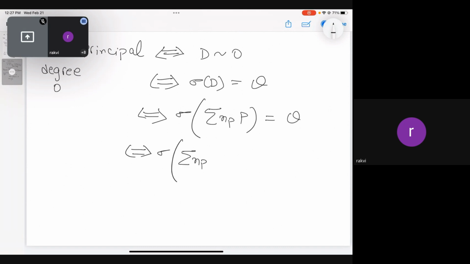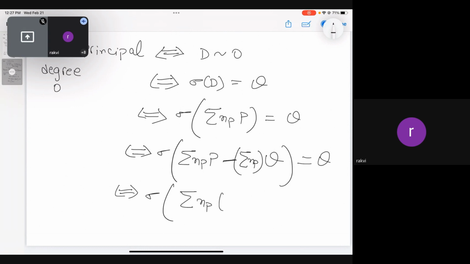So to sigma n_P P, I subtract the following. I take the coefficient. So I'll attach my coefficient to the identity, right? And here is the coefficient that I choose, sigma n_P. Now this won't affect anything because we started with a degree 0 divisor, right? So sigma n_P is actually 0. So I'm actually subtracting 0. But this will help me rewrite my divisor in a nice way. So I can rewrite my divisor as sigma n_P (P minus O).